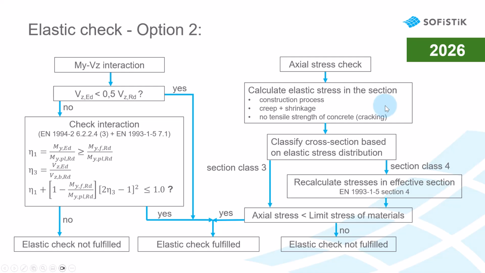In case of sections of class 4, the stresses are calculated based on the effective section according to section 4 of Eurocode 3, part 1-5. Okay, if both parts of the check are fulfilled, then the overall elastic check is fulfilled. Now let's go back to the task.